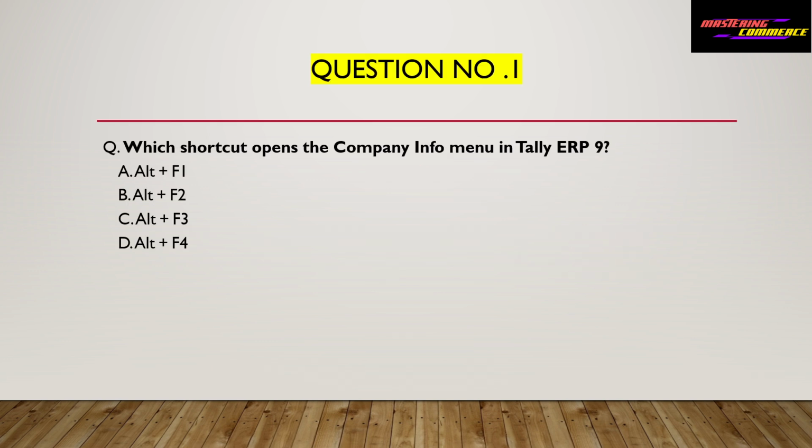First question is, which shortcut opens the company info menu in Tally ERP9? Options are Alt plus F1, Alt plus F2, Alt plus F3, Alt plus F4. So the correct option is Alt plus F3. C is the correct option.